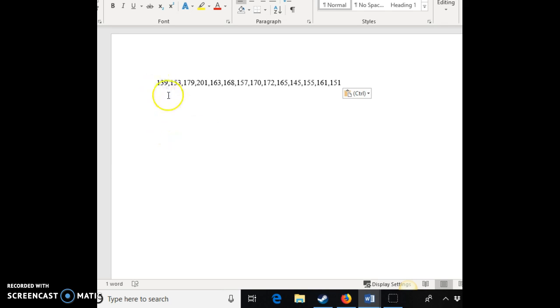We always want to look at what our smallest number is and what our largest number is. So in this stream of numbers, it looks like 139 is the smallest and 201 is the largest. So my smallest stem is 13 and my largest stem is 20. So I'm going to write my stems first.